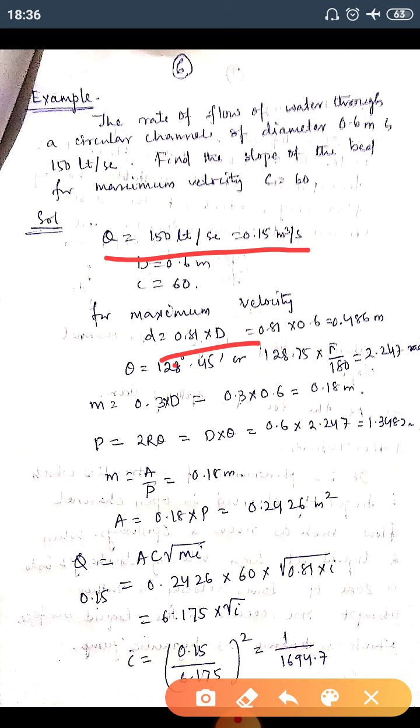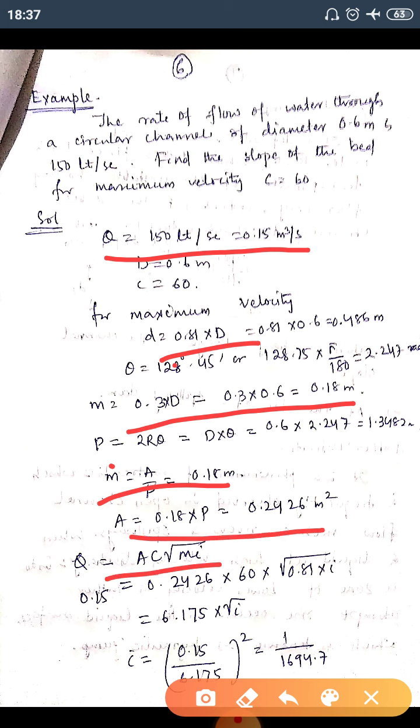Theta value will be 128 degree 45 seconds, or in radians 2.247 radians. M is equal to 0.3D. We calculate M from here as 0.18 meter. P is equal to 2 r theta. M is equal to A by P. Area will be equal to 0.2426 meter squared. Q is equal to AC root over mi, from which we calculate I is equal to 1 by 1694.7.